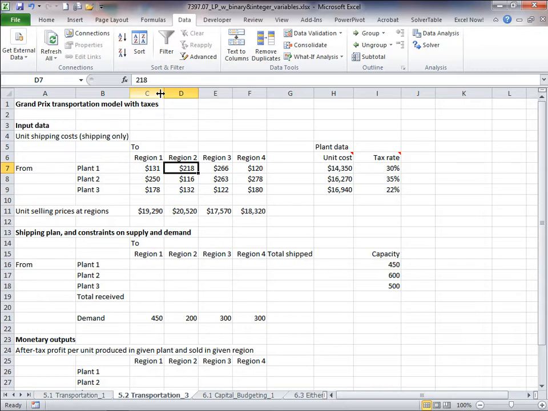The company now needs to find a production and shipping plan that maximizes its after-tax profit. So now we're not just looking at low cost. What we're trying to do now is maximize profit, and we've got a lot of additional data that we have to deal with here. So are you comfortable with the problem statement? You understand what's going on.